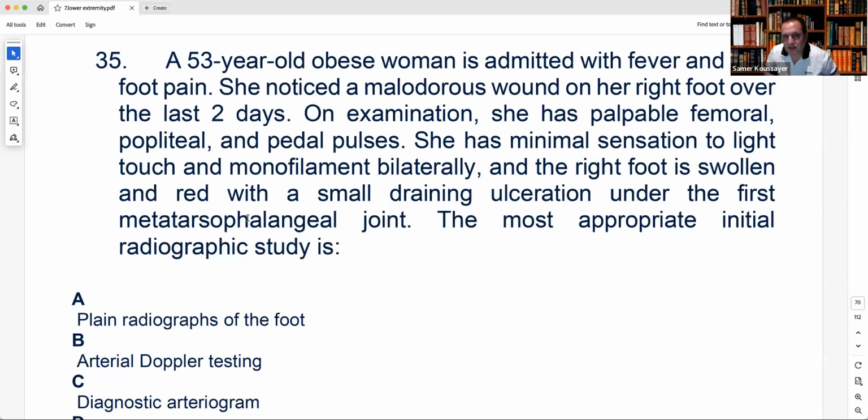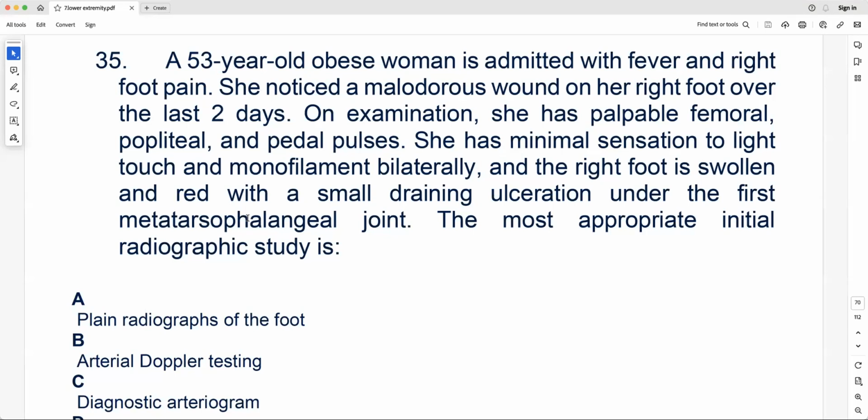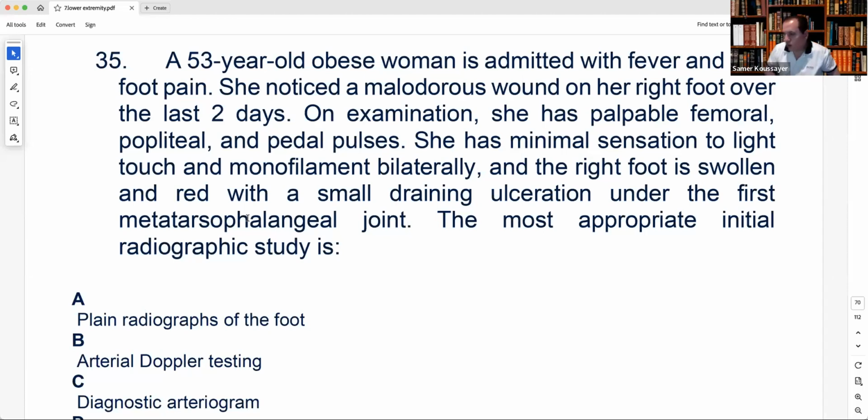Yeah, and she has a bad smell above the metatarsal joint. And they are asking about the initial radiographic study. I will go with the X-ray initially. Why do we do an X-ray now? Why do you want to do an X-ray?